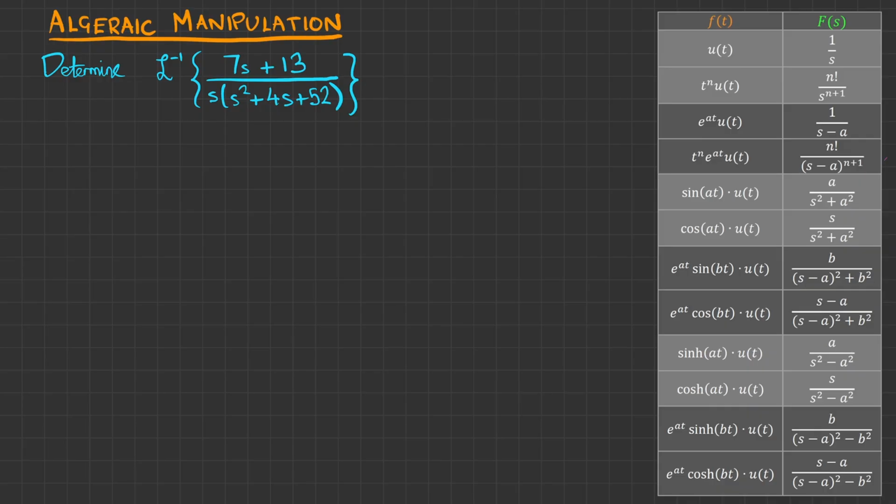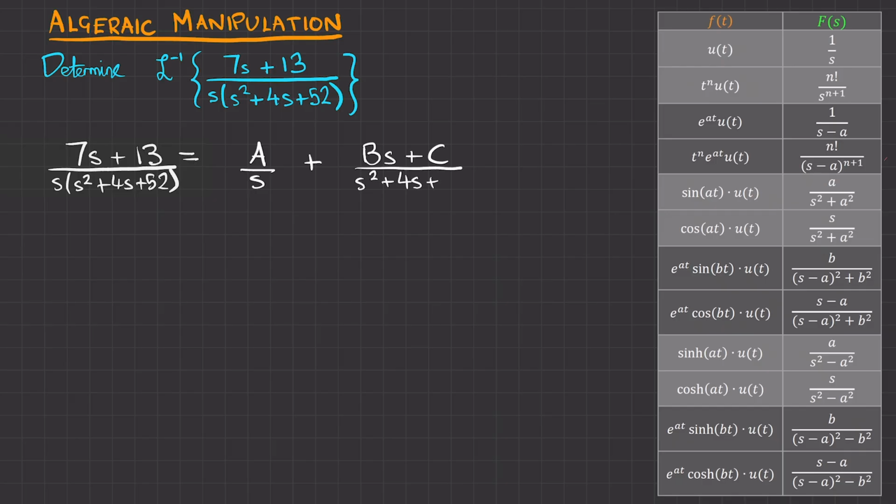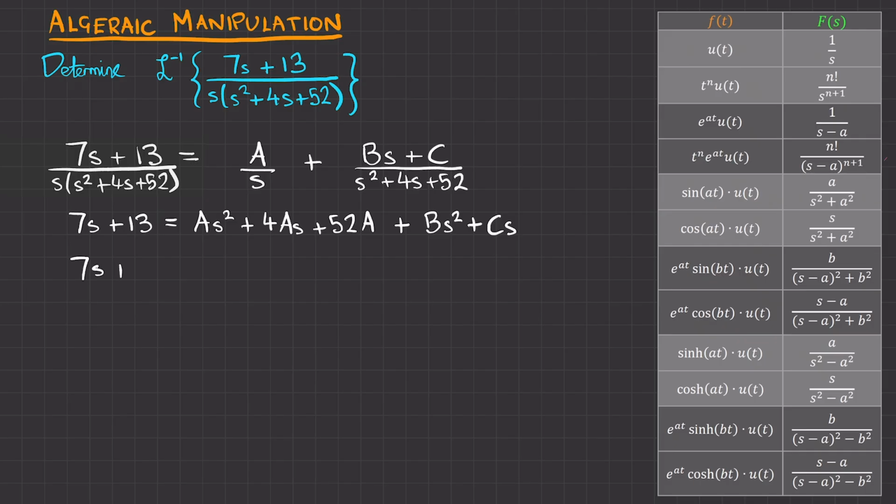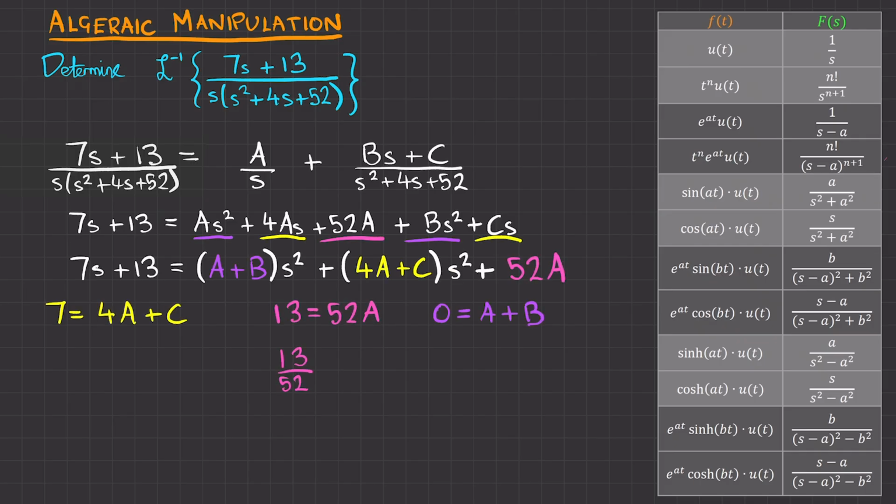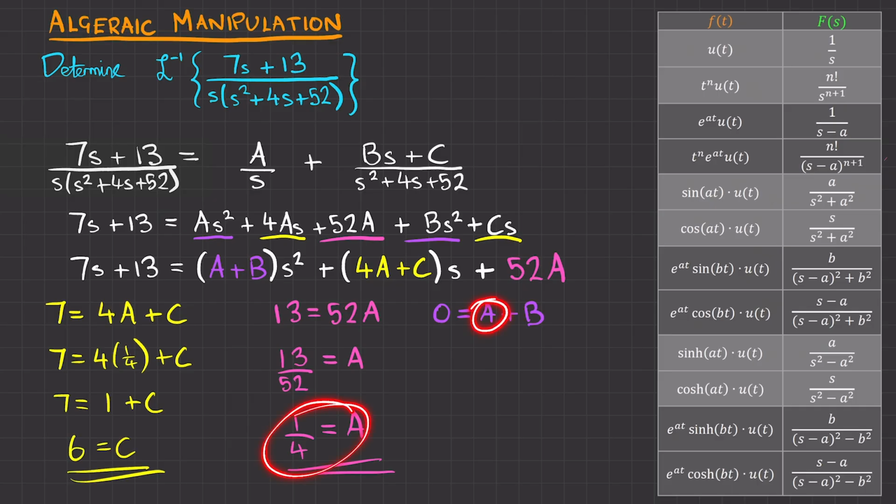So let's do that. Using partial fractions, we'd have the form A over s plus Bs plus C over s squared plus 4s plus 52. Multiply the denominators and we'd have this. Grouping the like terms together, we can then compare the values so that we can find A, which is 1/4, then substituting A into 7 equals 4A plus C, we'd calculate that C equals 6, then substituting A into 0 equals A plus B, we'd calculate B to be negative 1/4.